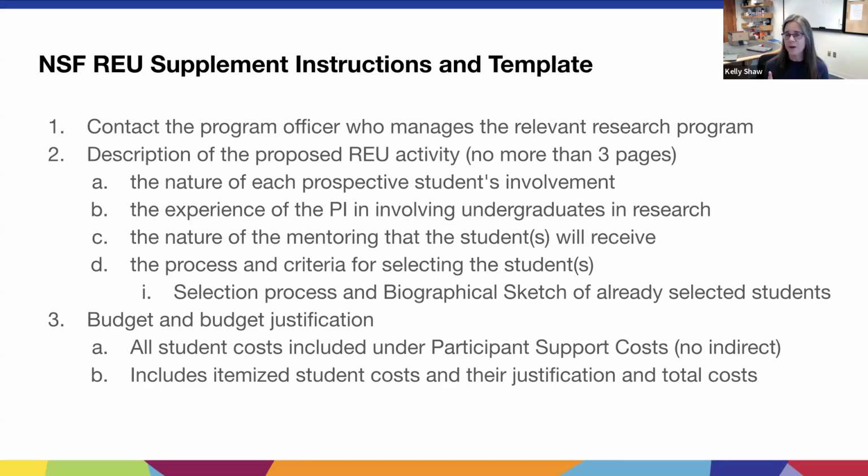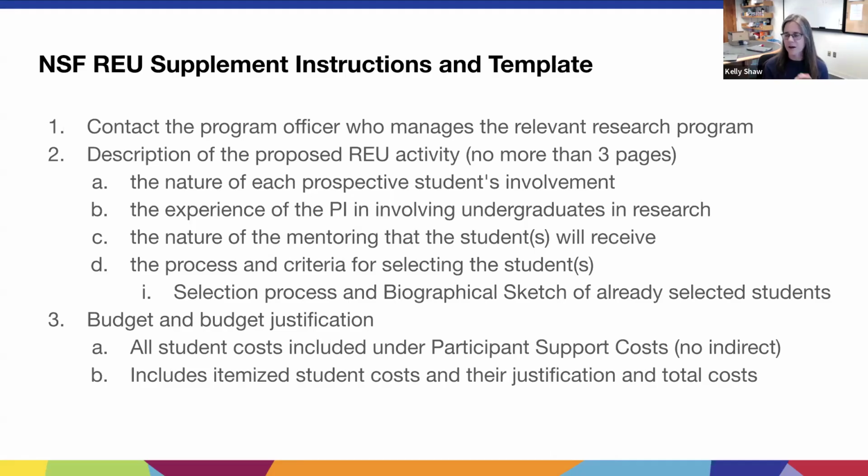The next step is you need to create a description of the proposed REU activity, which is no more than 3 pages. That's going to include the nature of each prospective student's involvement in the research project, the experience of the PI, so you, in involving undergraduates in research, the nature of mentoring that the students will receive. If they're in UR2PhD, that counts as part of the mentoring they're going to receive. And then the process and criteria for selecting the students to receive the supplements. If you've already selected the students, you include a biographical sketch of that student and describe how you selected them. And we have a template for you to fill in.